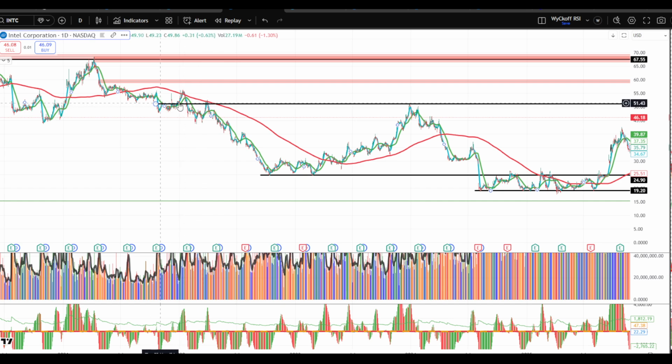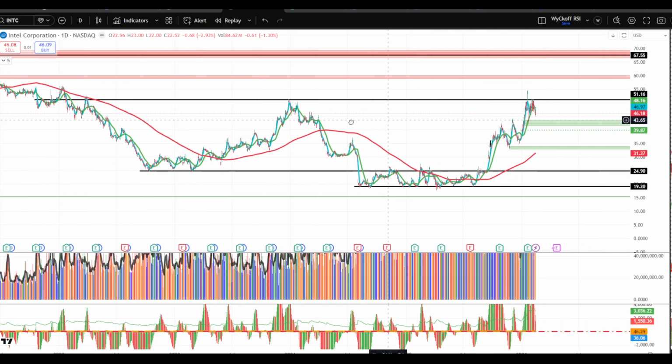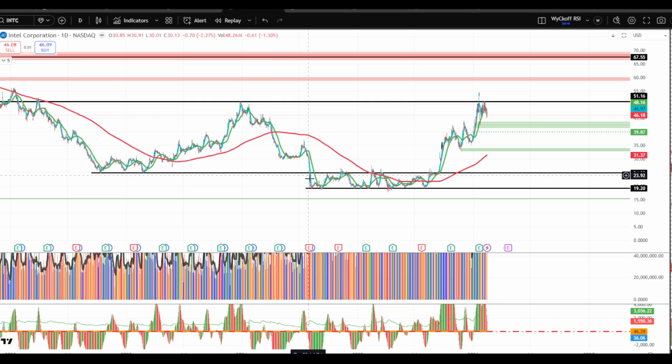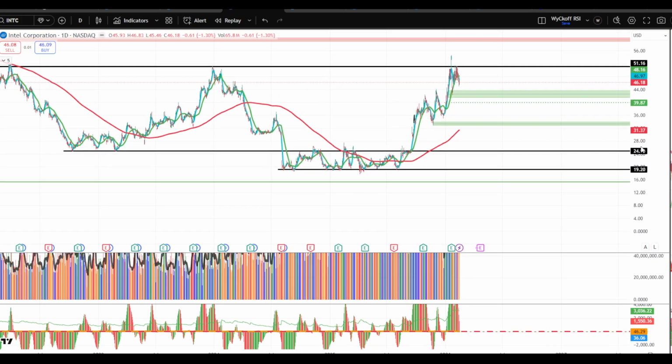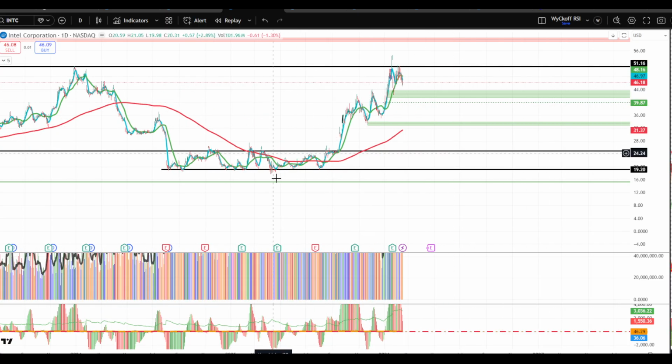So there's resistance here, there's a resistance there, and it caused it to drop, and it went down below the previous support and found a new support, multiple touches here at 19, 20. That was the bottom basically until the next move up. And the next move up was testing that $50 range, which it did recently.